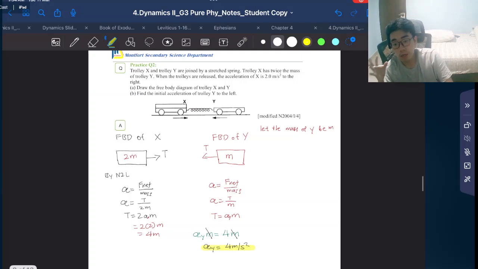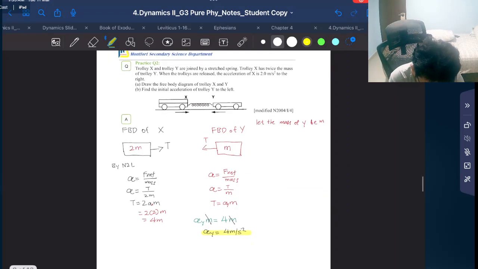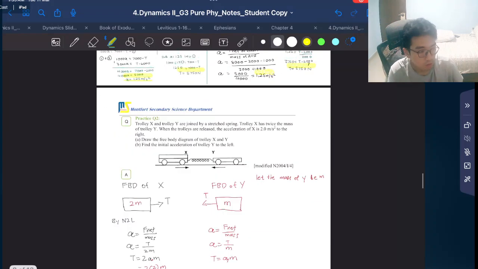And logically it makes sense, because trolley X has twice the mass of trolley Y. So this means that trolley X will move twice as slow as trolley Y. You realize that the acceleration of Y is 2 times the acceleration of X, and that's because of the difference in mass. Alright, I'll end the video now so that we can continue with the next one.